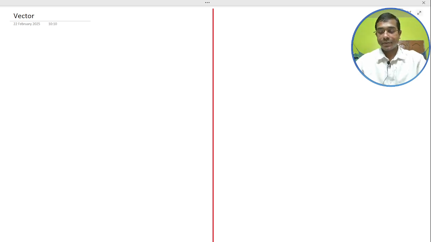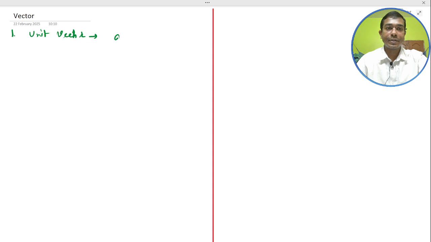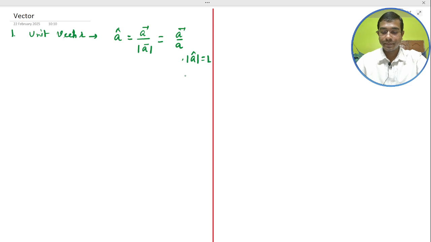the unit vector, number 1. The unit vector a cap is basically the vector a divided by the modulus of the vector. This is written as a vector divided by mod a, where the modulus of a cap is 1 unit.